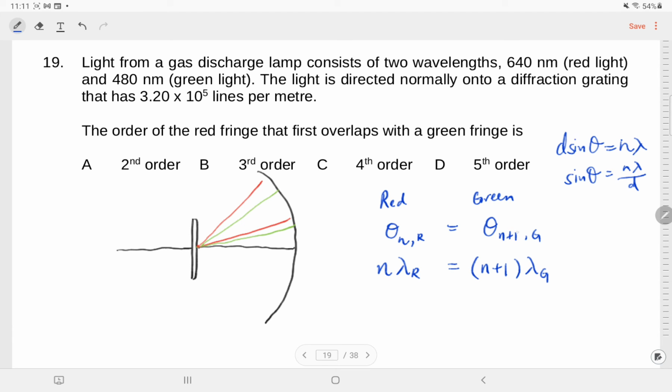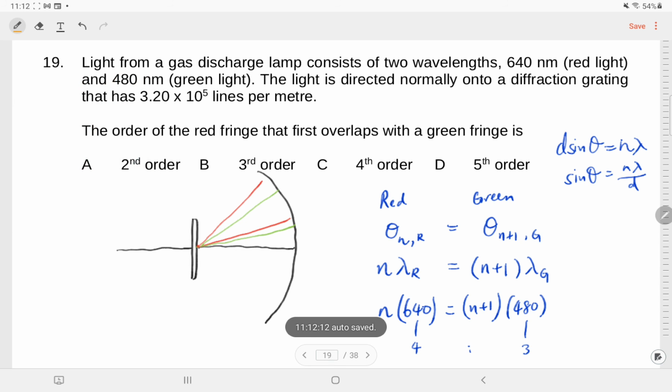With that, let's write out one more step and you can see that it's very apparent. So n times 640 equals n plus 1 times 480. We can see 640 to 480 is 4 is to 3. Hence, the other one would have been 4 is to 3. So n must have been third order. So the order of red light that overlaps with a green one will be the third order. Answer B.